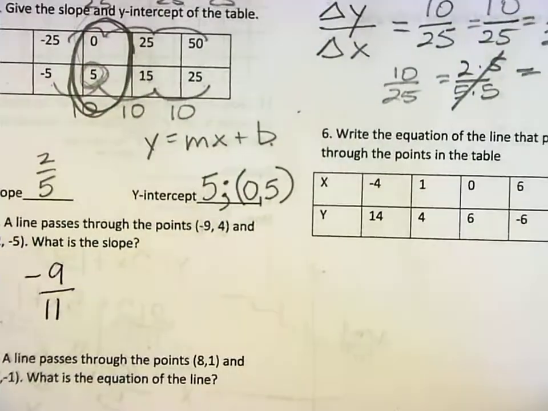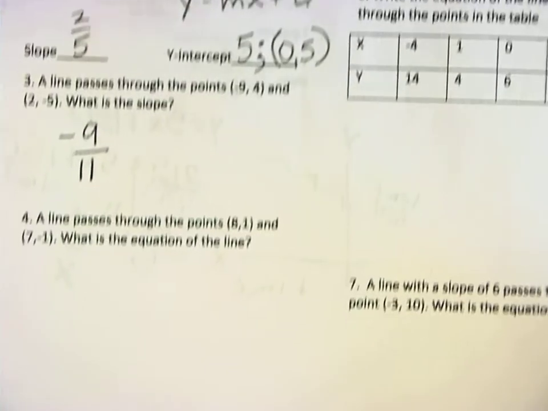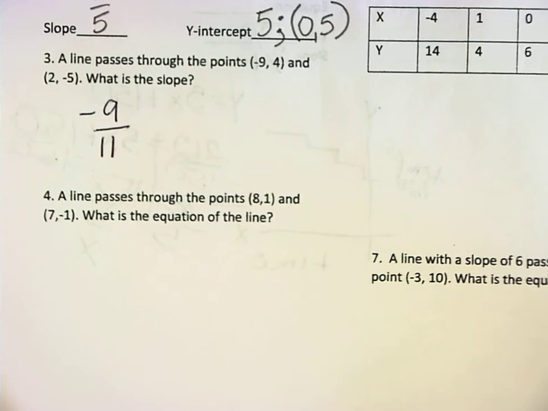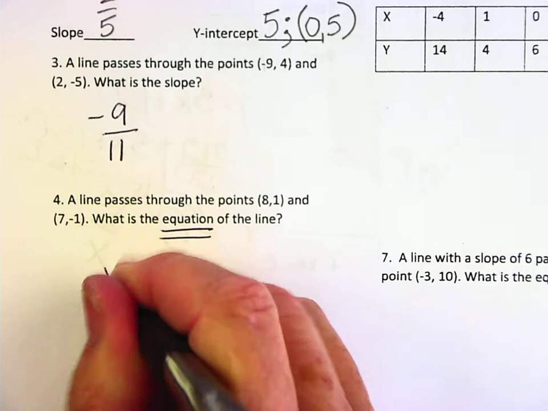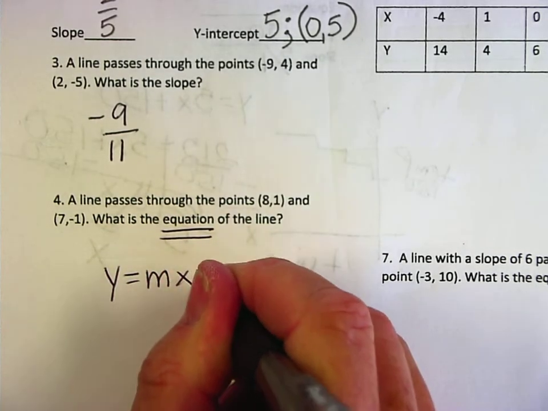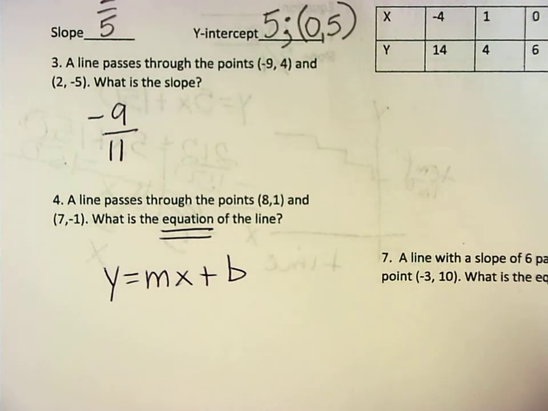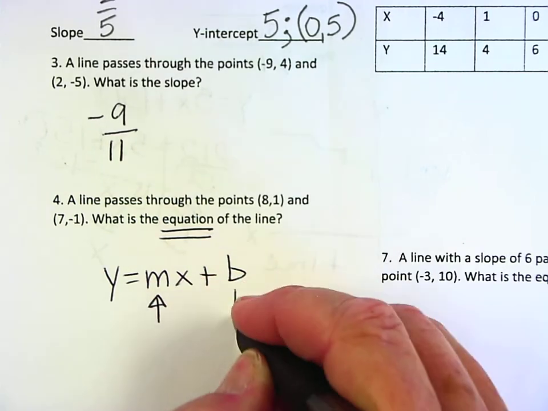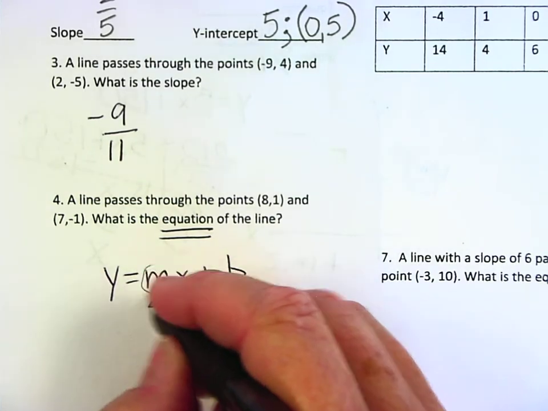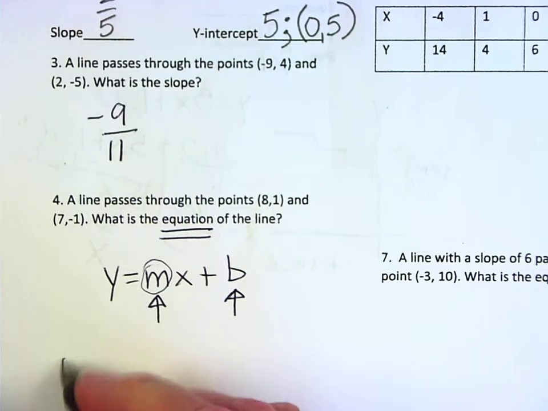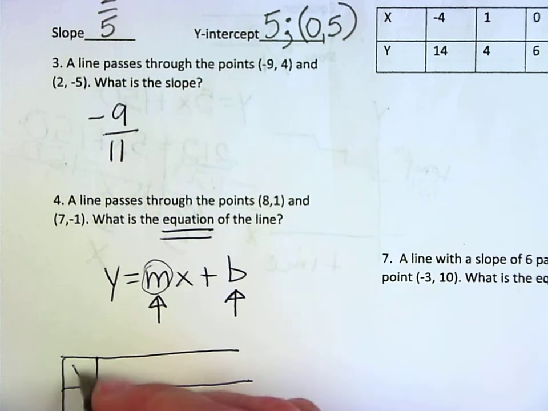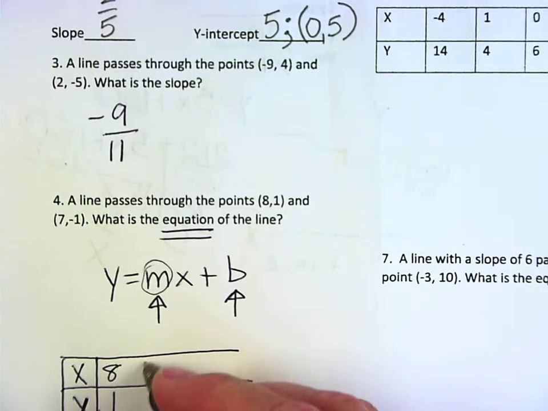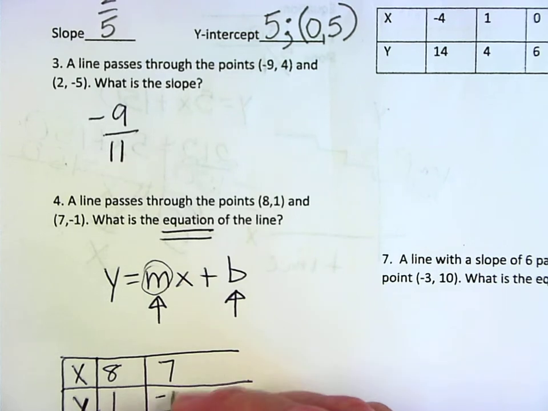A line passes through the points 8, 1 and 7, -1. What is the equation of the line? We need the equation this time. We need y equals mx plus b. So I'm going to need an m and I'm going to need a b. So the first thing I'm going to do is find my slope. So I have 2 points. I can do it this way. So my first point is 8, 1, and my second point is 7, -1.